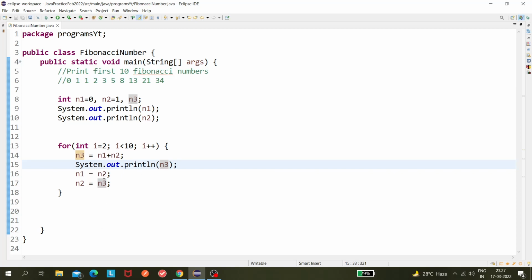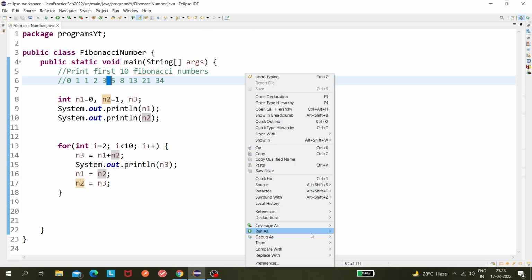In the same way, now n2 becomes n1. Sorry, this is a bit confusing, right? Right now 3 got printed, so this is the fifth number, 3. So n3 is 3, so n2 got 3 and n1 got 2, because n2 was 2, right? So in the next iteration, n1 plus n2 would be 2 plus 3 equals 5. So that is the sixth number. In this way, it will be calculated.